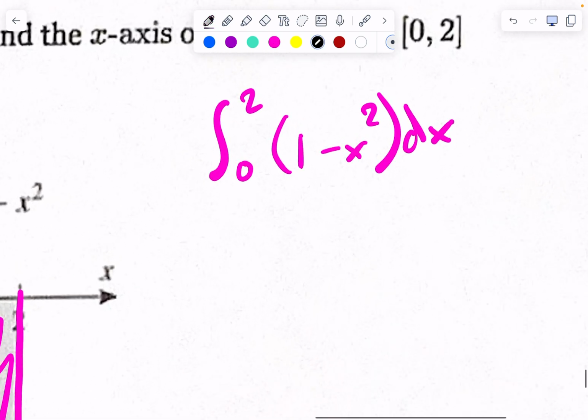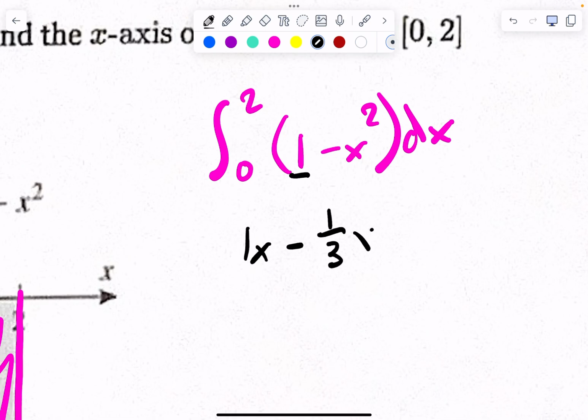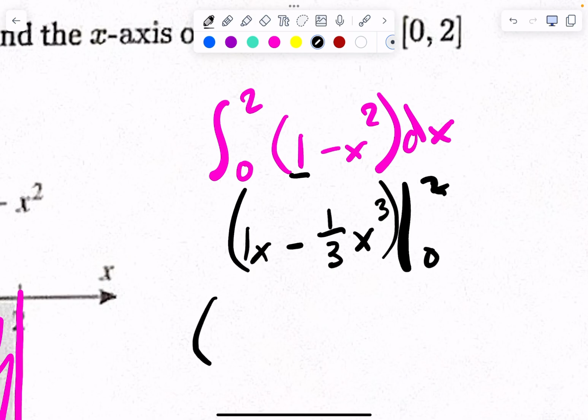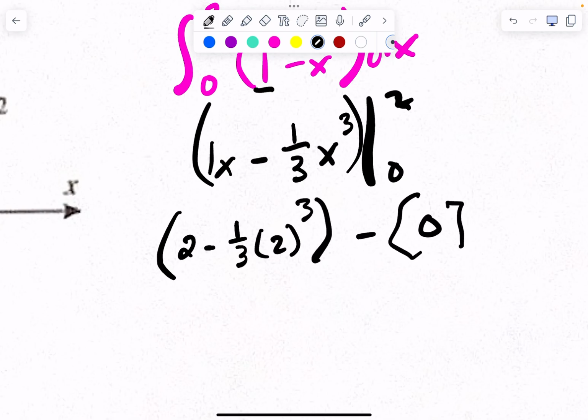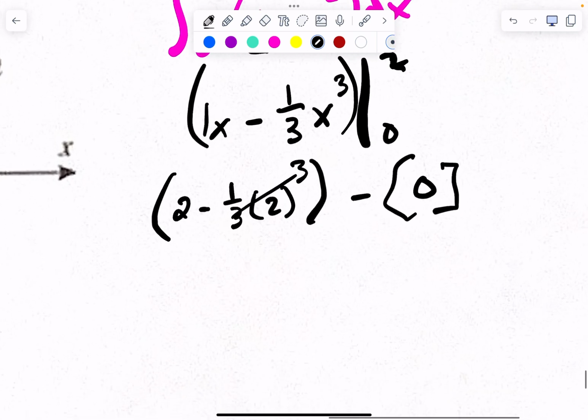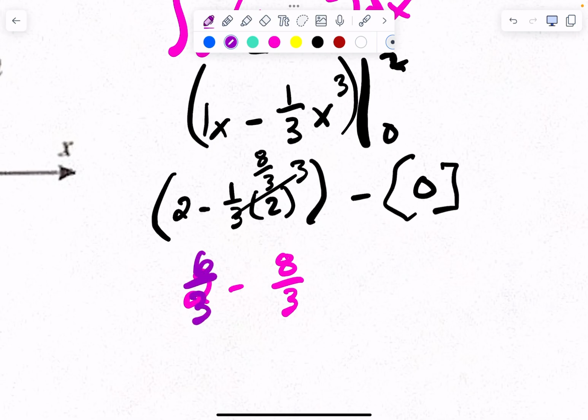Okay, so let's do the antiderivative. Antiderivative of 1 is 1x minus 1/3 x cubed. Okay, and we're going to plug in 0 and 2. Well, 0 will be 0, yep. So 2 minus 1/3 times 2 cubed. Minus, we know that this one will be 0 when we plug it in. This is 8/3. So 2 minus 8/3. 2 is 6/3. Minus 8/3. Negative 2/3. Yep, I buy that.